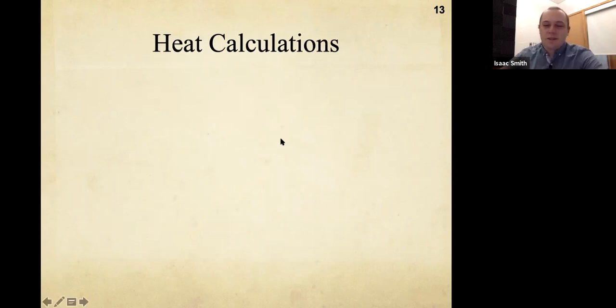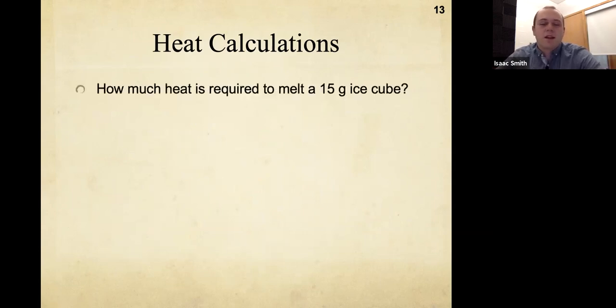So now we move into some of the calculations, because we did that question about adding heat to water at 100 degrees, and I'm assuming a lot of people probably thought the temperature would go up. So we're going to talk about how to calculate what happens at that point. For example, how much heat is required to melt a 15-gram ice cube?